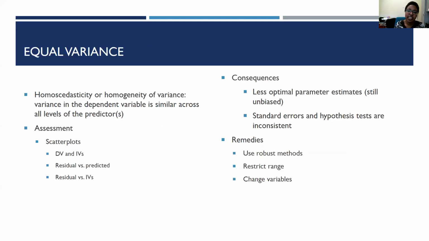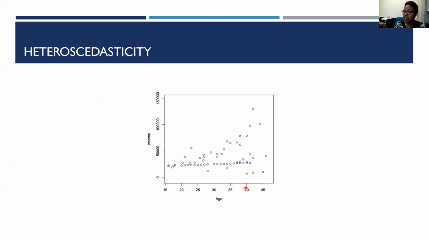And then the other is to change your variables. So is age really the most important thing you're looking for when you're thinking about income, or could you use years of experience instead? That might have less of a problem with this sort of unequal variance. So that's the equal variance assumption.